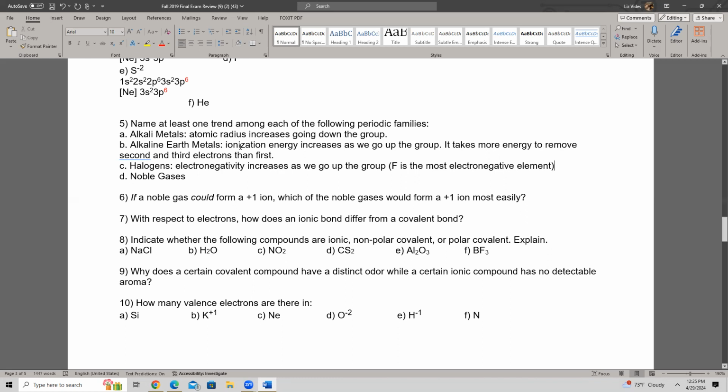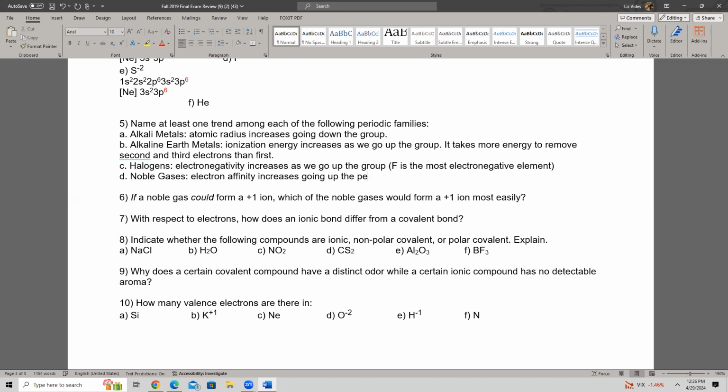You could say that. All right. And then noble gases, I'm going to use electron affinity with them because they do want to hold on to their electrons, right? So it increases going up the period.